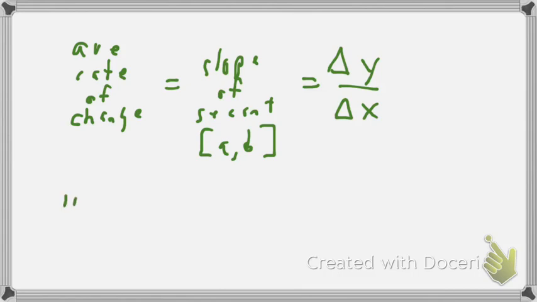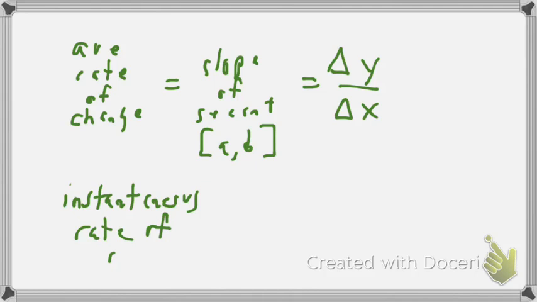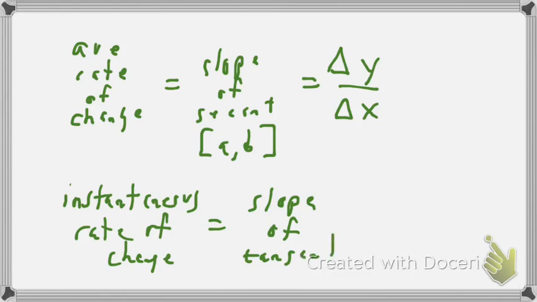Whereas when you're trying to find an instantaneous rate of change, all you're trying to do is find the slope of the tangent at some value a, or you're trying to find f prime of a. There you go. Now you know how to find an average rate of change and an instantaneous rate of change.